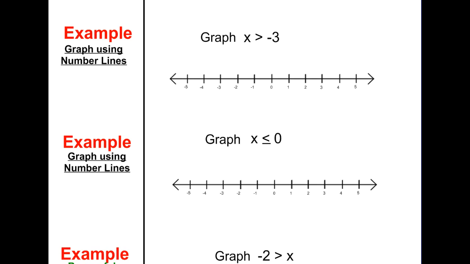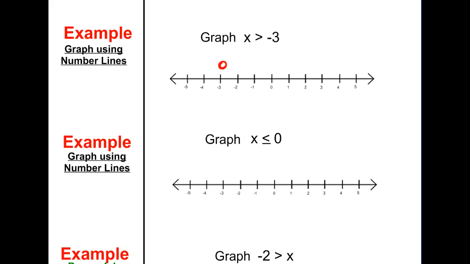If we graph the first one, the first inequality is x is greater than negative 3. Well, first thing we need to do is go to negative 3. Some people like to draw their dot right on the graph. I like to do mine above it. I'm making it an open dot because that is not an or equal to sign on there.